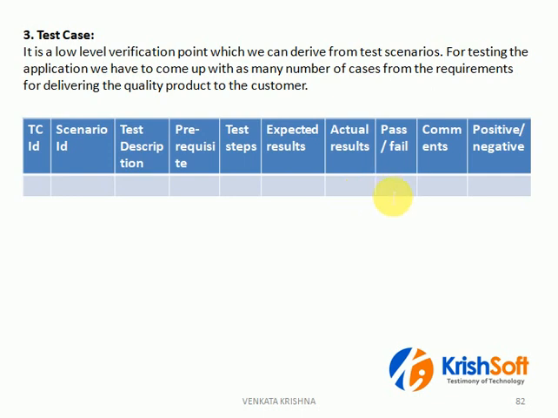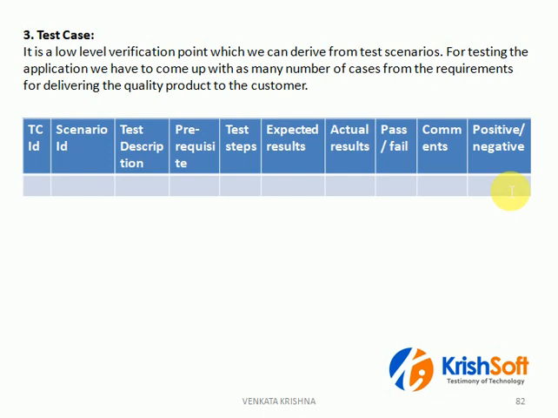So you need to update here pass or fail, and you need to update comments about that particular step, and whether that test case is positive or negative. If you are playing with the application with positive data, that is a positive test case. If you are playing with the application with negative data or invalid data, that is a negative test case. Most of the companies use a template, and these are the columns we are going to have. Let me brief you one more time.